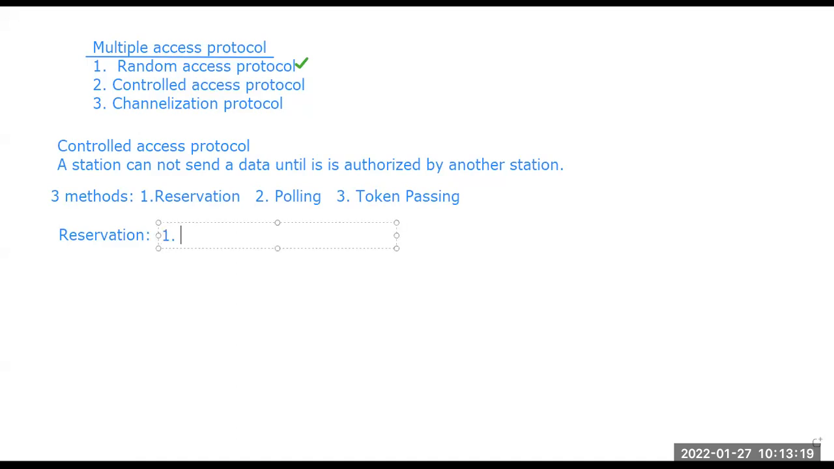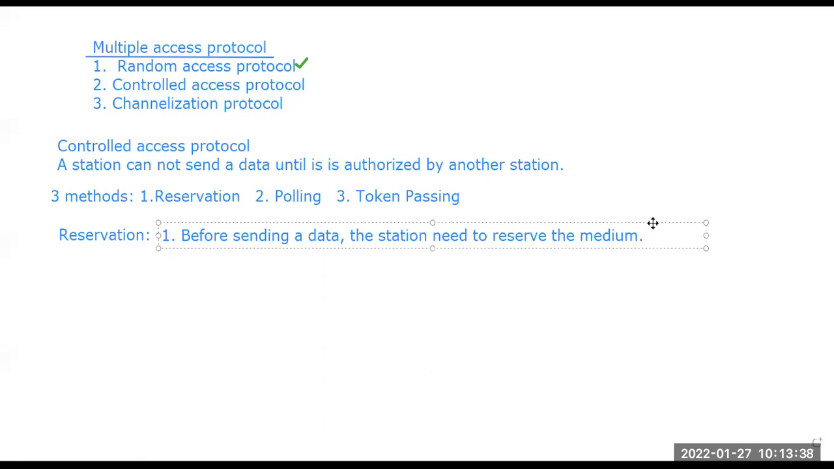So if I write the process one by one, the first process is that before sending data, the station needs to reserve the medium. So this is the very first process. When we actually send the data, the station needs to reserve the medium. After that, the time is divided into intervals.